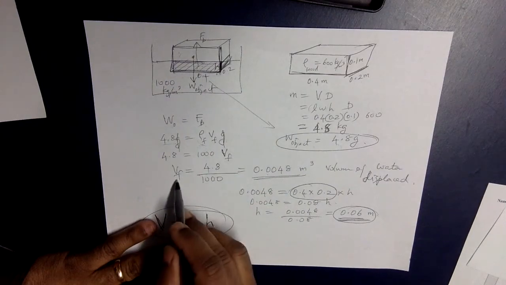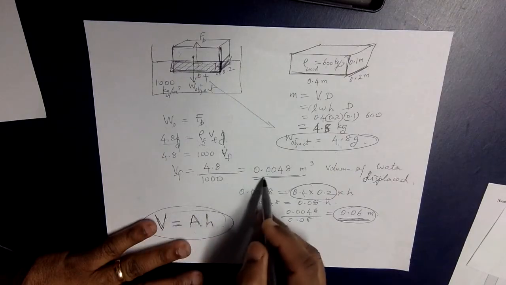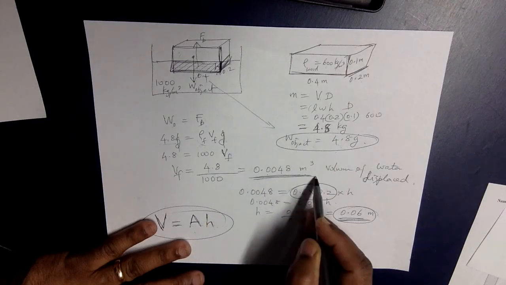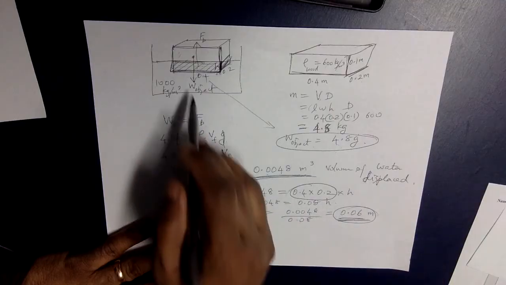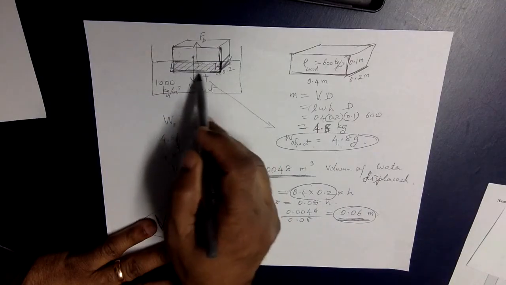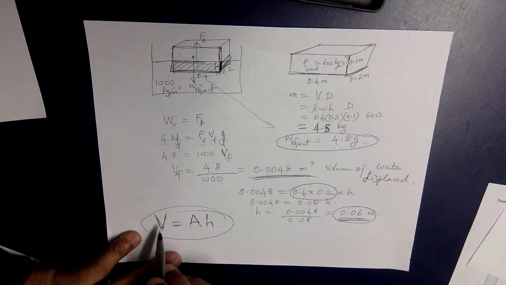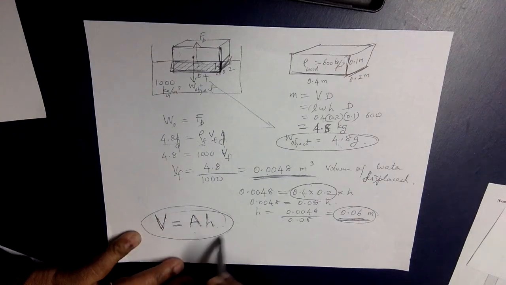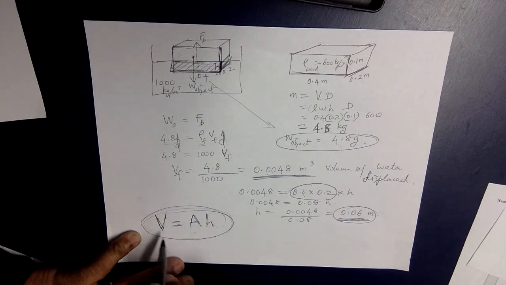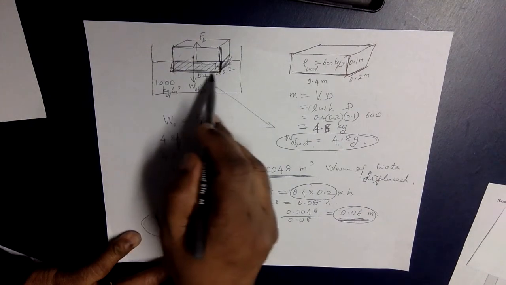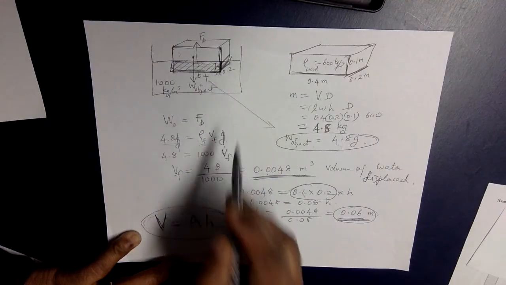If you calculate the volume of fluid, it is 4.8 divided by 1000, so you get this as the volume of the fluid displaced. And the volume of the fluid displaced is only from the bottom section here. Remember, the volume is area times height. This is a very important thing. The area of the base times this height is the volume.